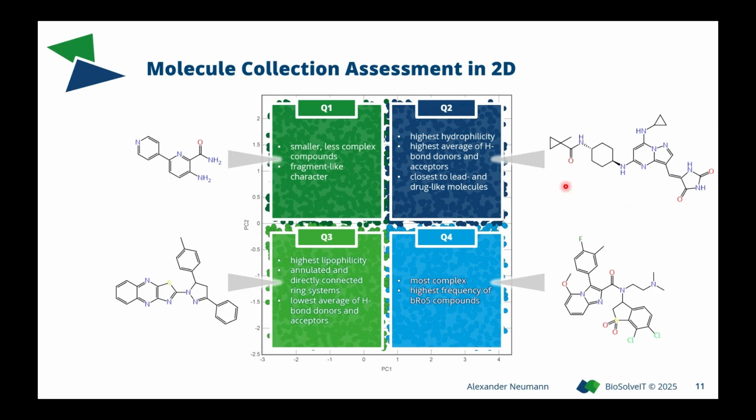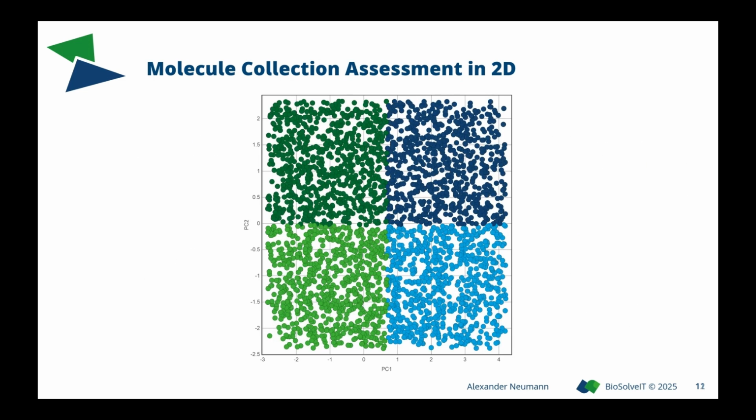And now here is an example of compounds of this section. Q3 was the most lipophilic one. It contained a lot of directly connected aromatic ring systems, which you can see here. So you can also imagine the flatness of compounds in this area. And Q4 contained the most complex compounds with the highest frequency of beyond rule of 5 compounds. So again, this is handy to really get an idea for the mapping of the benchmark set.